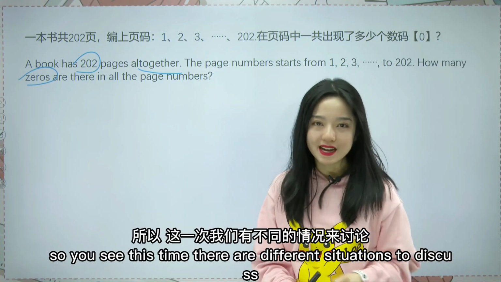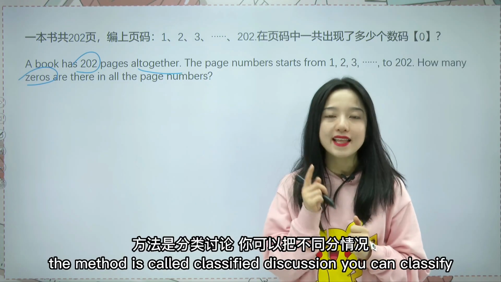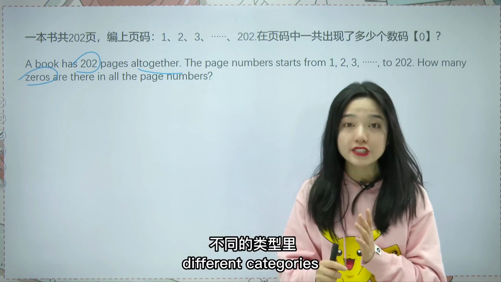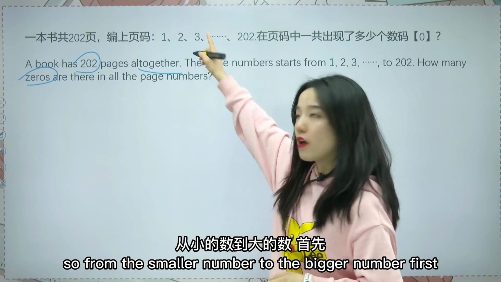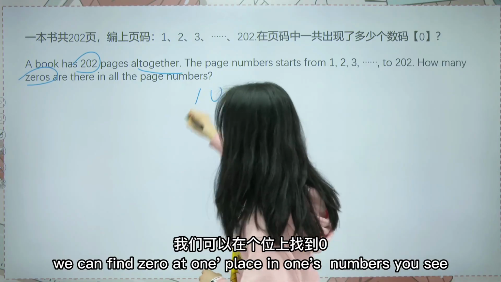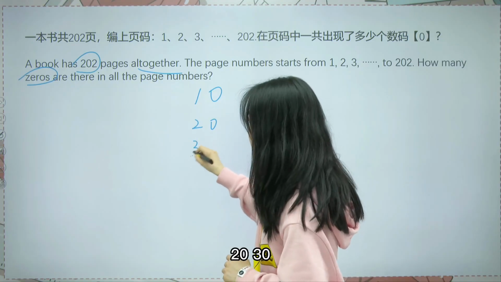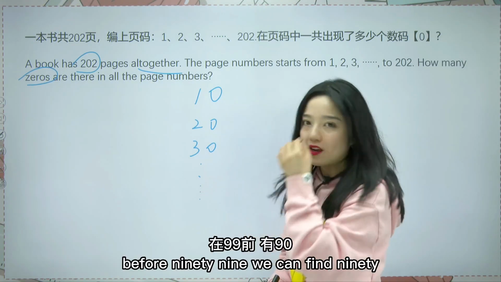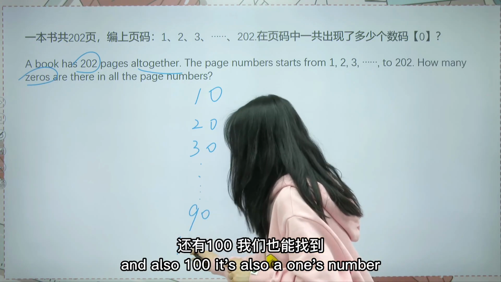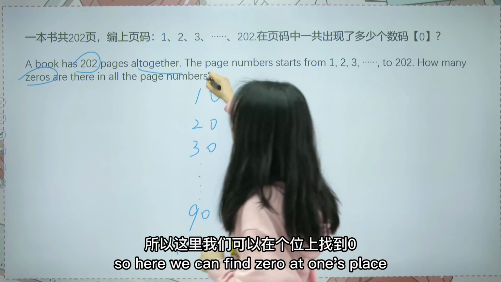So you see, this time, there are different situations to discuss. The method is called classified discussion. You can classify different situations into different categories. So, from the smaller number to the bigger number, first we can find 0 at one's place in round numbers. You see 10, 20, 30, and before 99 we can find 90, and also 100. It's also a round number. So here we can find 0 at one's place.